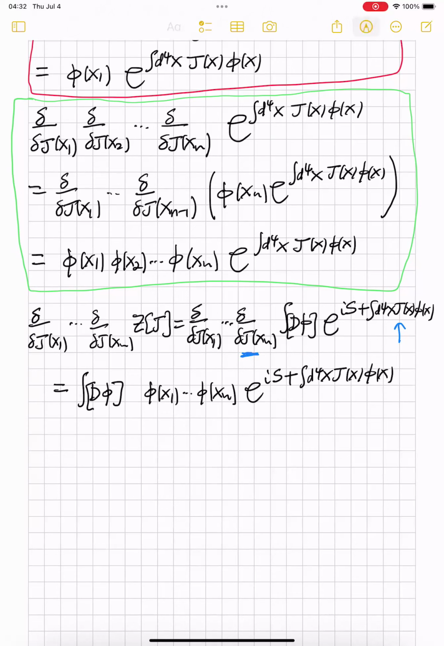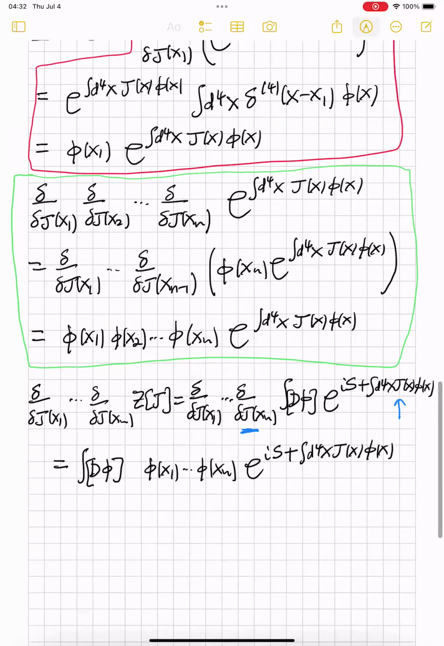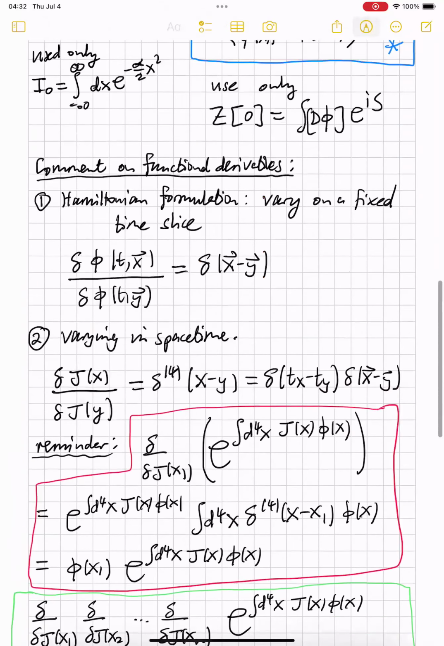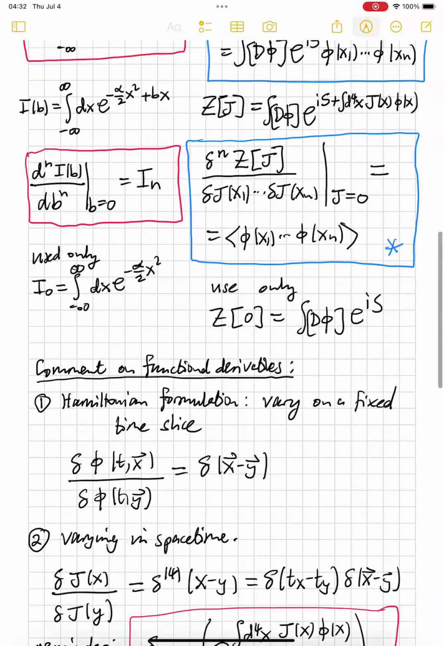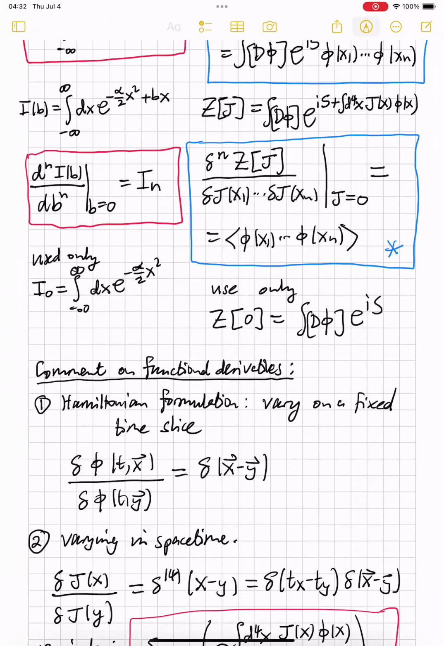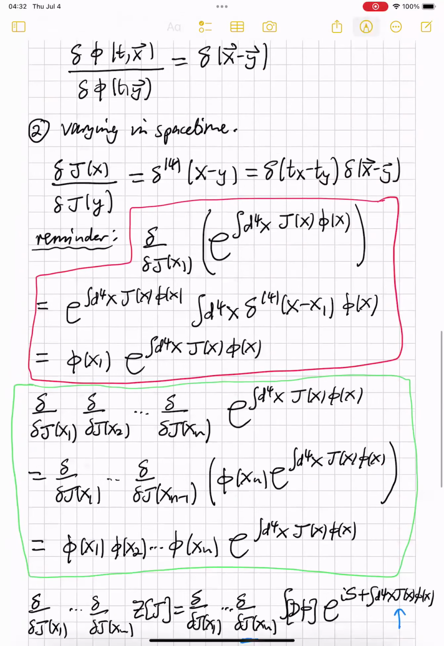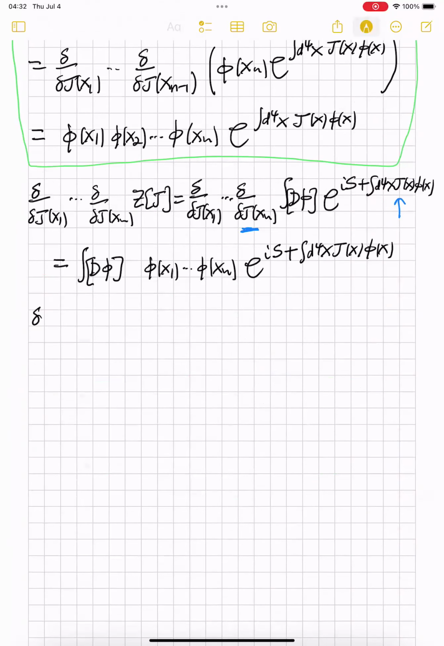Great. And now all that I want to do to establish my formula is set j equal to 0. Take those n derivatives and set j equal to 0. So if I now set j equal to 0, well, it's pretty simple.